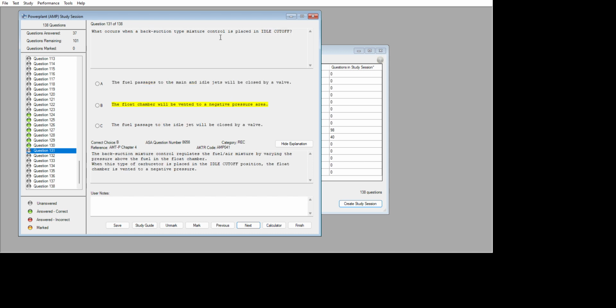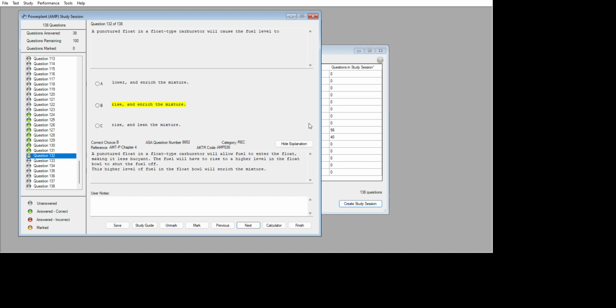What occurs when the back suction type mixture control is placed in the idle cutoff? The float chamber will be vented to a negative pressure area. A punctured float in the float type carburetor will cause the fuel level to rise and enrich the mixture.